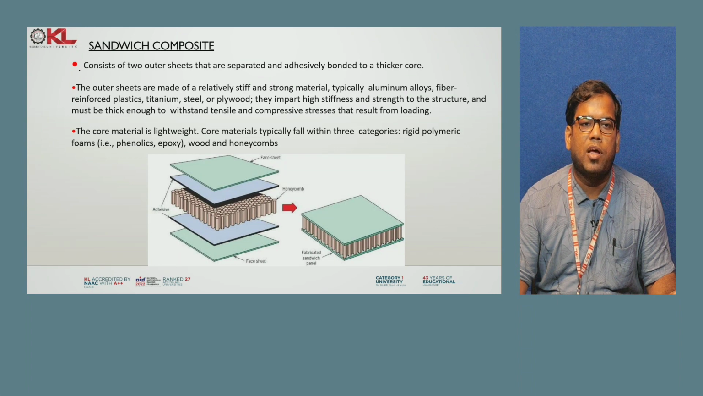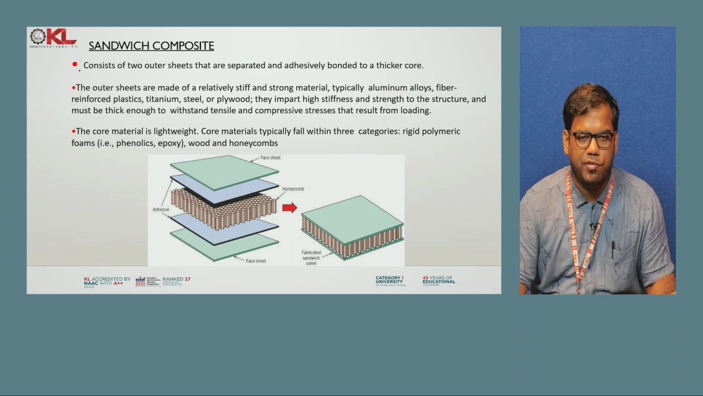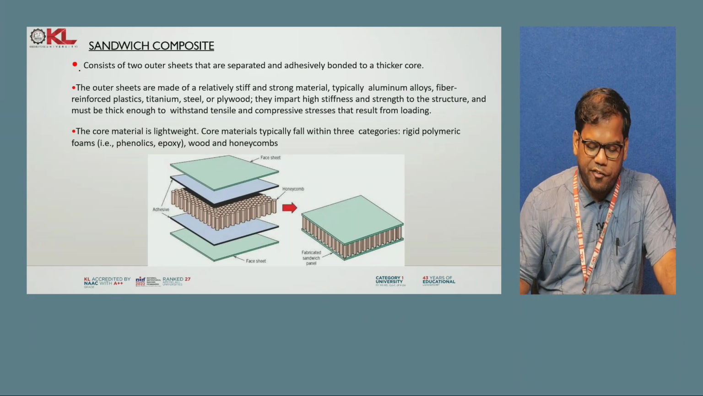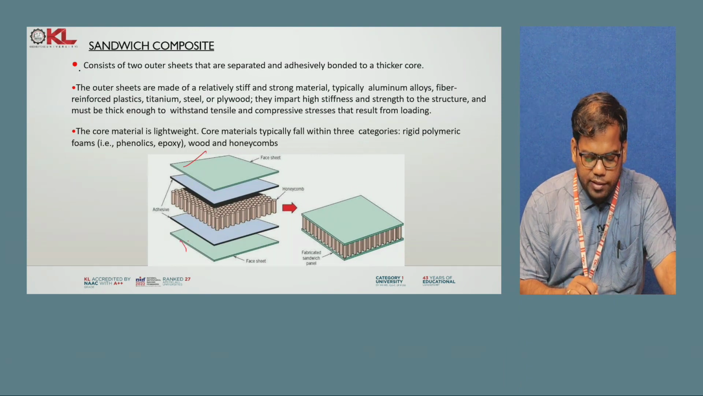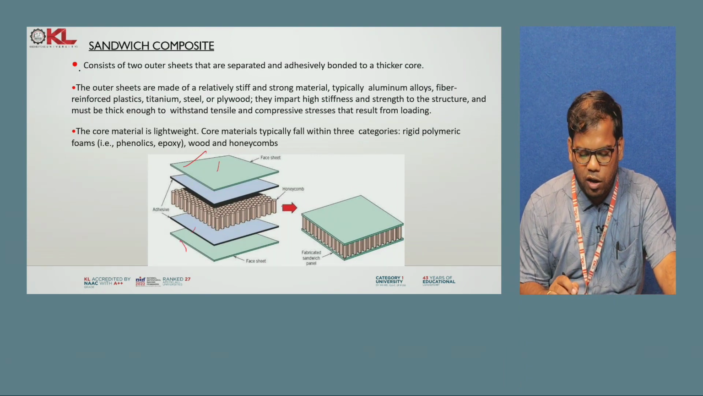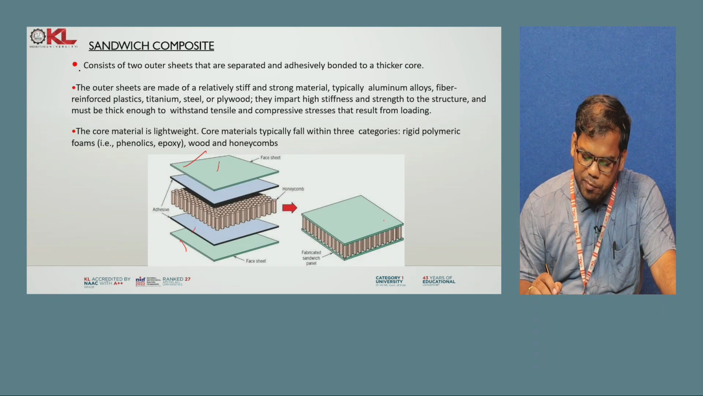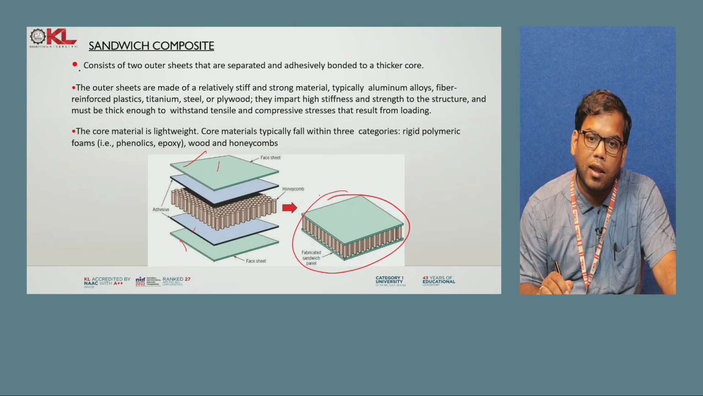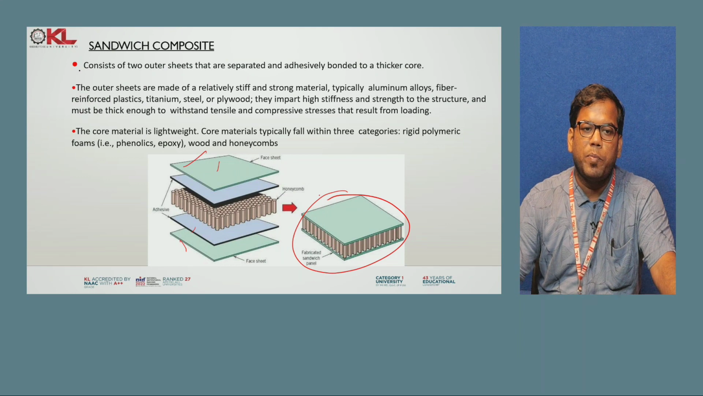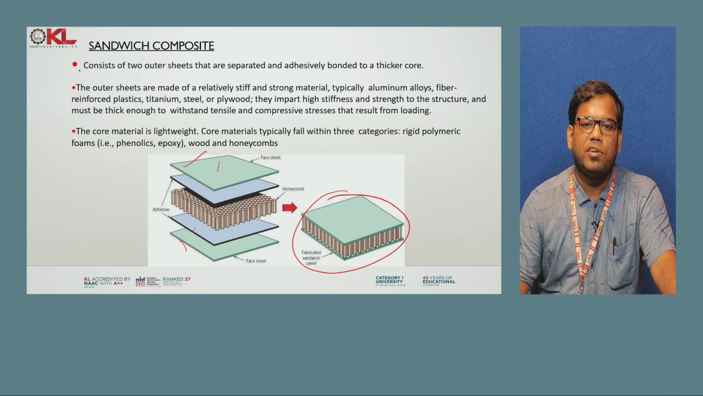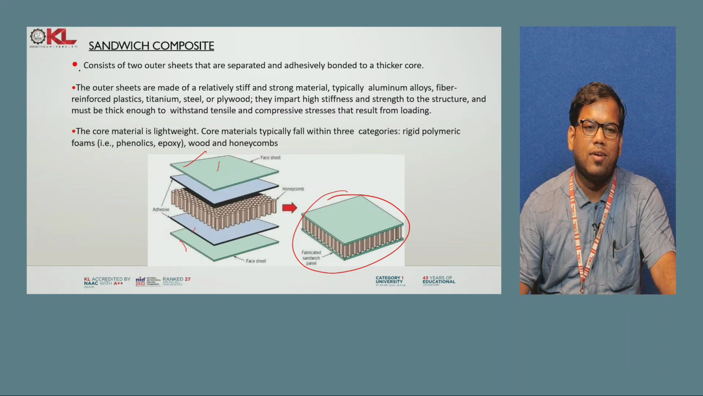This is an example of a sandwich structure. The face plates are used, then adhesive, then your honeycomb structure, and you fabricate a complete sandwich panel like this. The core material is lightweight. Core material typically falls within three categories: rigid polymeric foams, examples of which are phenolics and epoxy, wood, and honeycombs.